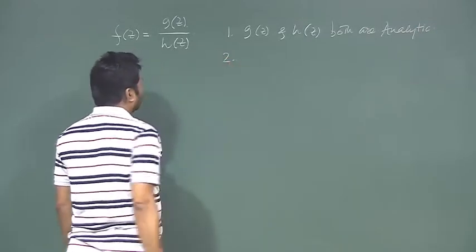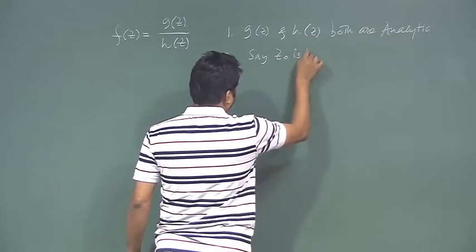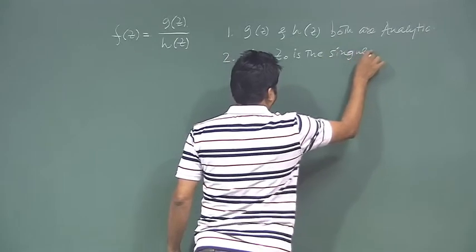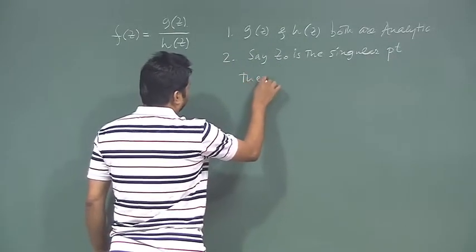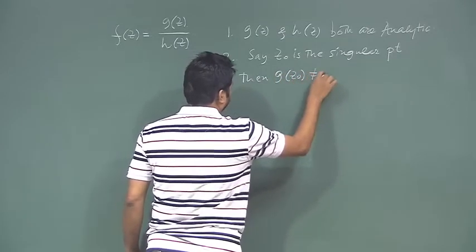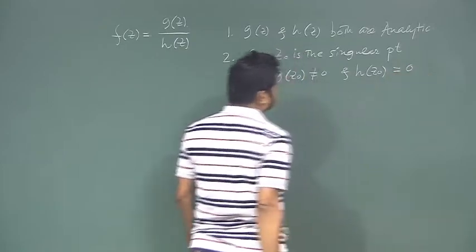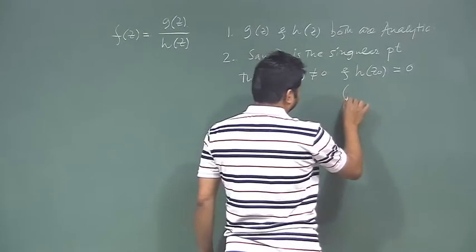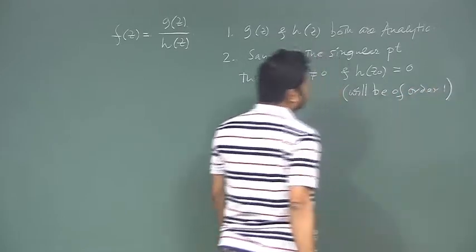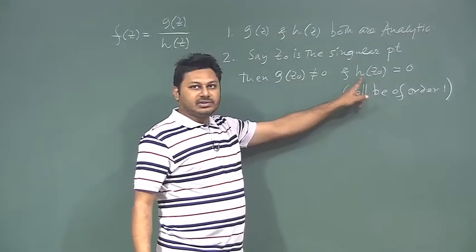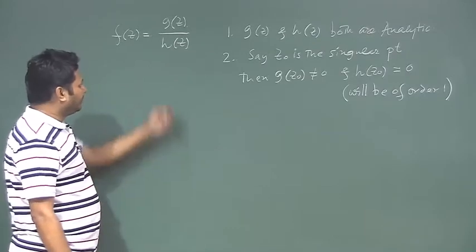Second thing is that if z0 is a singular point, then g(z0) should not be 0 and h(z0) should be equal to 0, and this zero will be of order 1. That means we should have a simple zero at z0 for h, so that the function is not analytic at z0, which is obvious. So we have two conditions in our hand. If these two conditions are satisfied, then we can derive something from this.